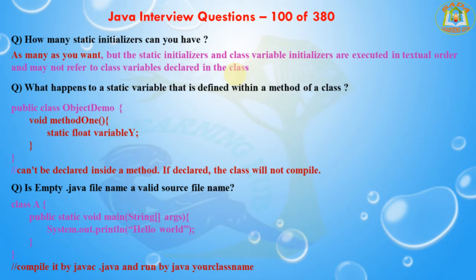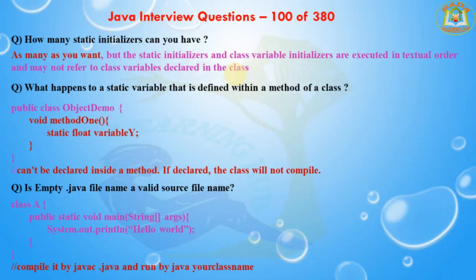See here, we can have static initializers as many as you want. But the static initializers and the class variable initializers are executed in textual order and may not refer to the class level variables.